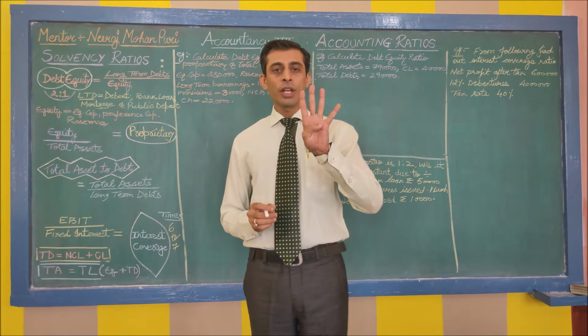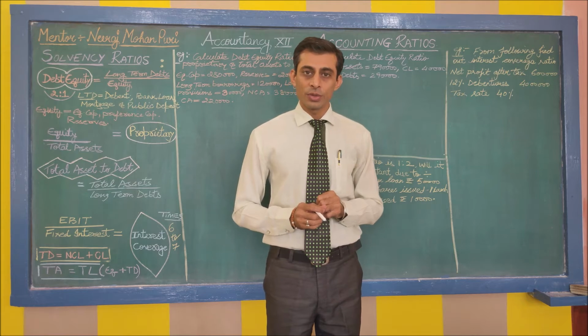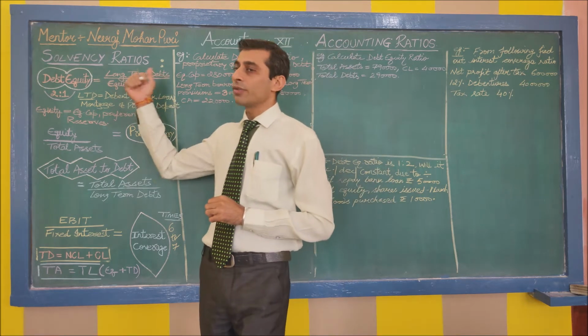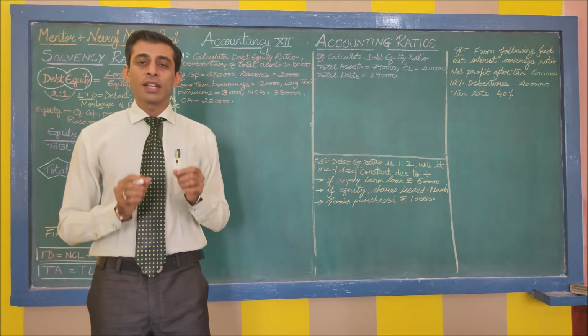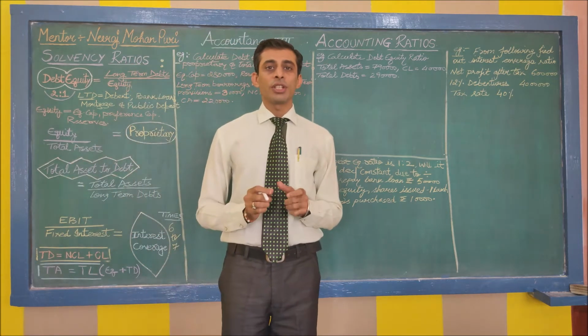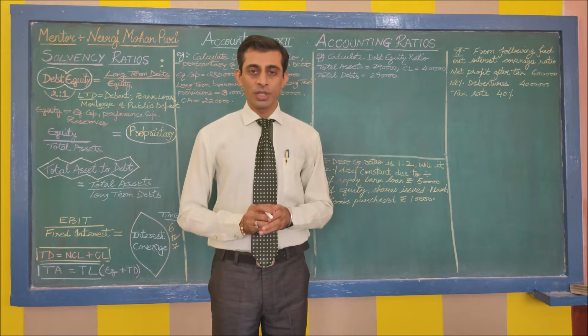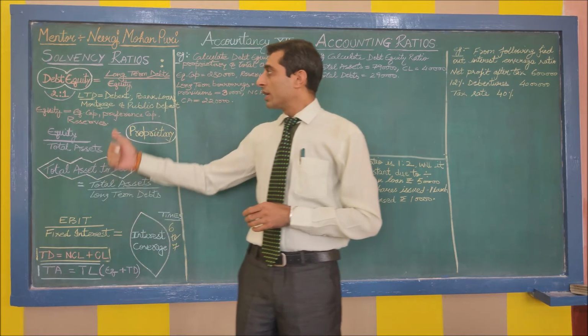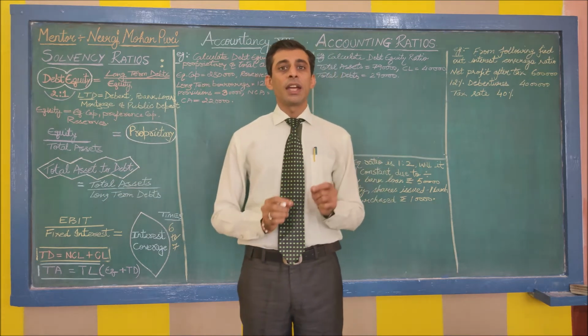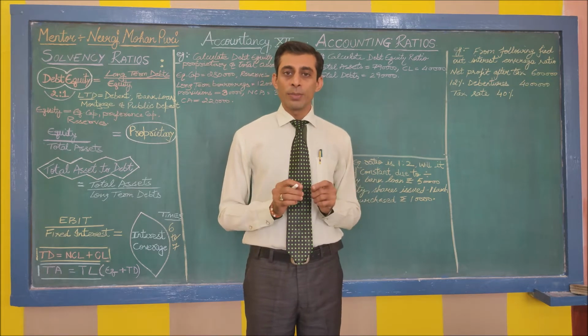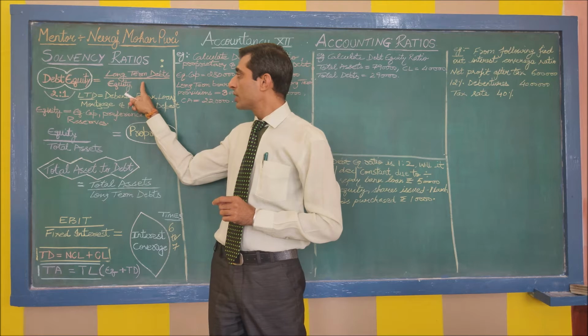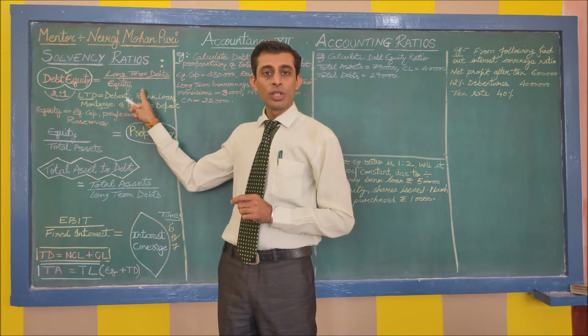Broadly, there are four types of solvency ratios. The basic objective of calculating solvency ratio is to understand the long-term financial position of a business. Under this, the first category is debt equity ratio, and its formula is quite simple: long-term debts divided by equity.